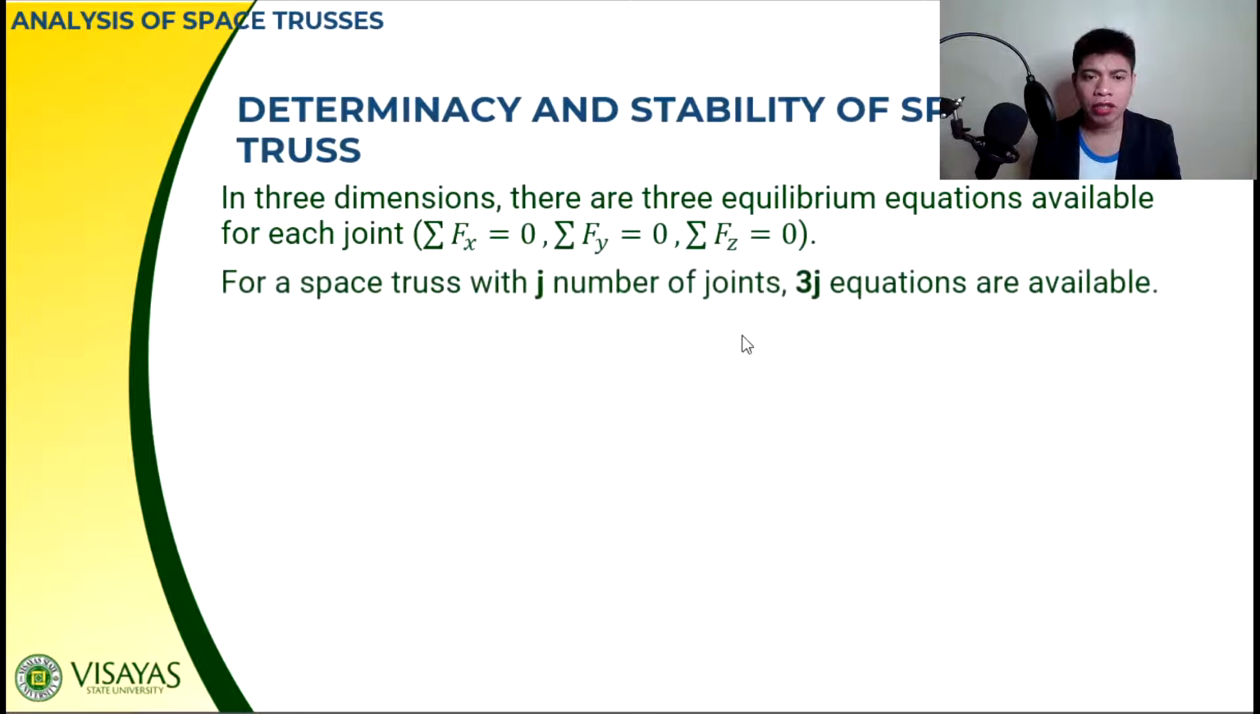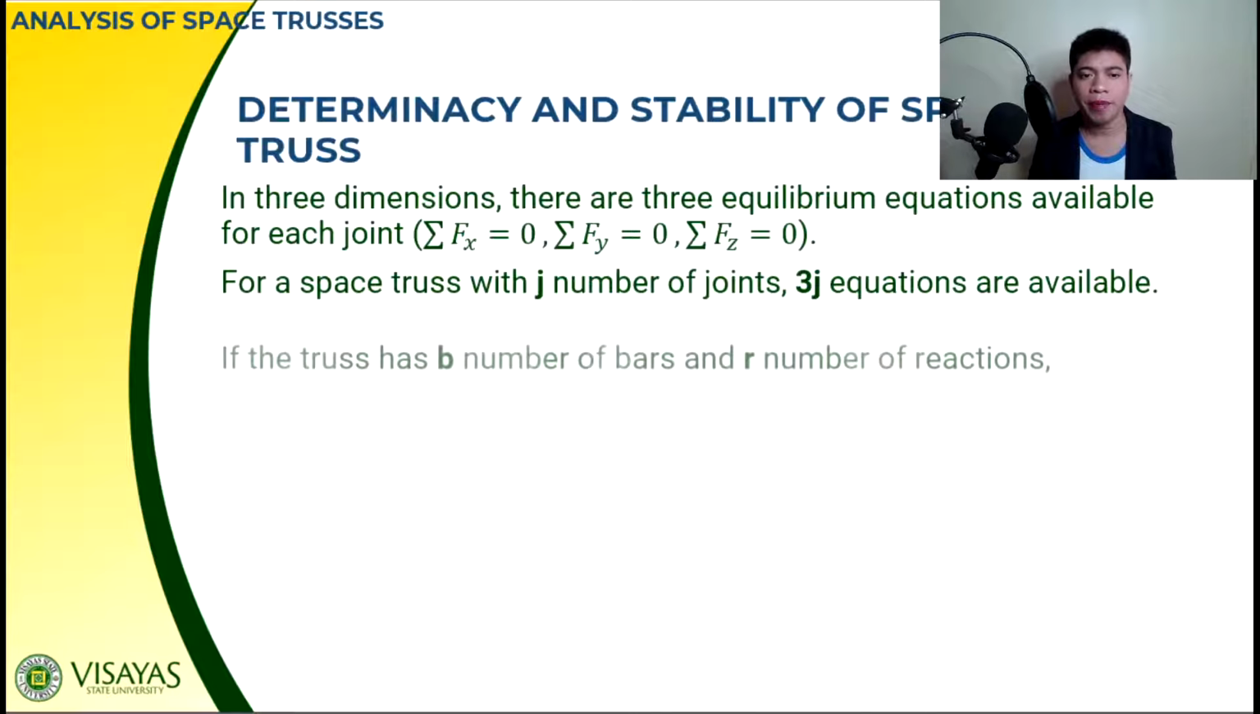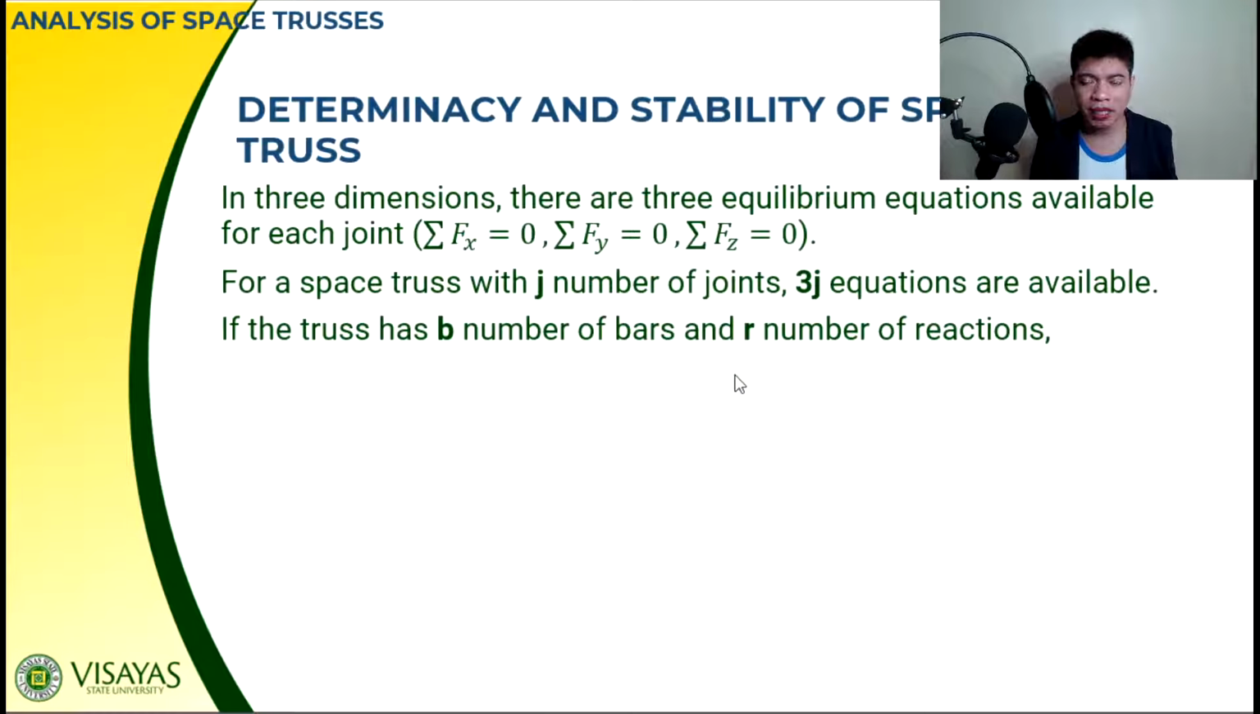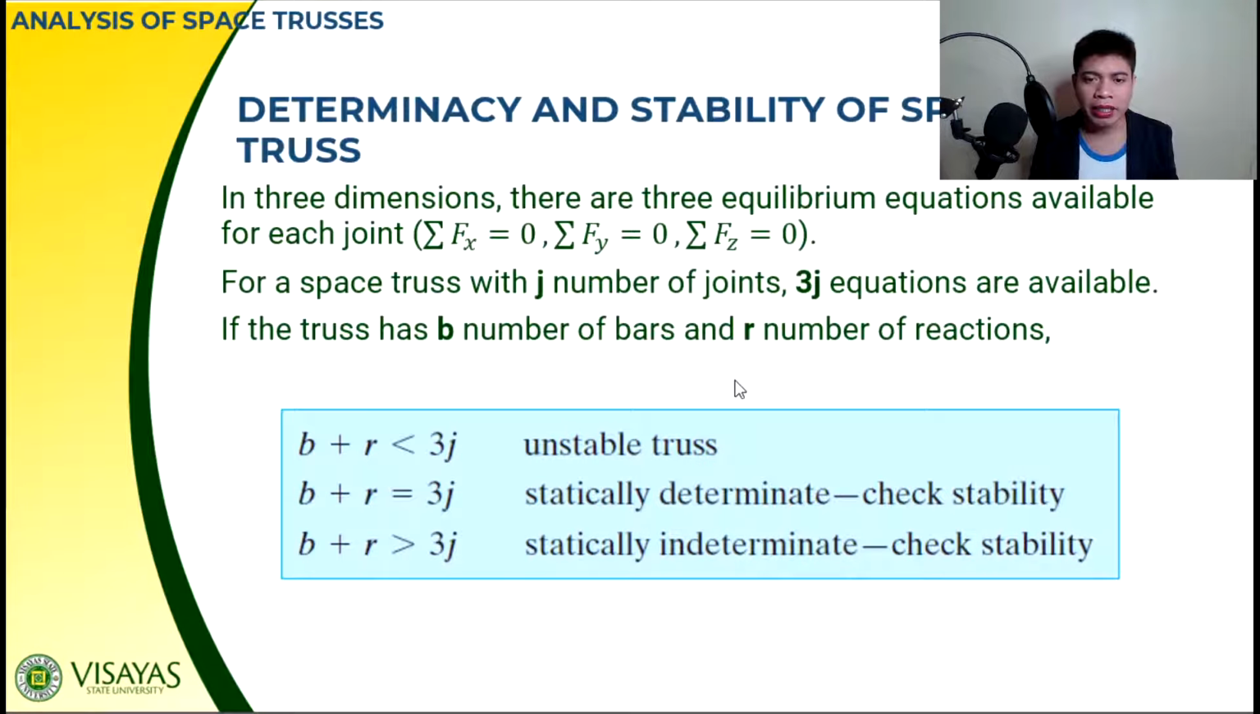So bali, dito sa space truss, kung sa plane truss, ang ating total number of equations available ay 2j. Dito naman sa space truss, 3j yung ating available equations. Okay, kasi nga tatlong equations sa bawat joint. So, sa total j joints, meron tayong 3j equations. Okay? So, if the truss has b number of bars and r number of reactions, then we can say na unstable siya kung yung b plus r is less than 3j. Okay? Pero kung yung b plus r is equal to 3j, that is statically determinate or that is stable.